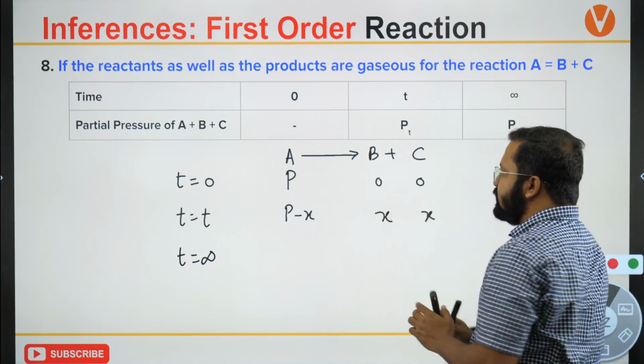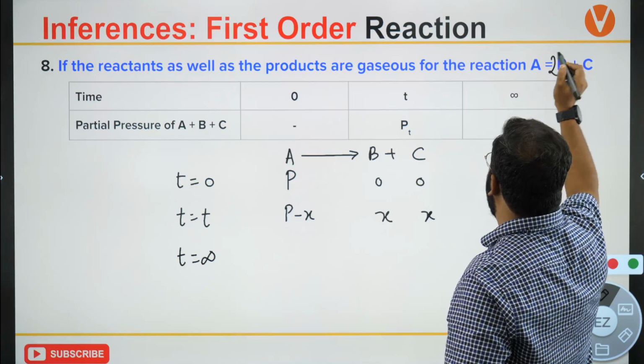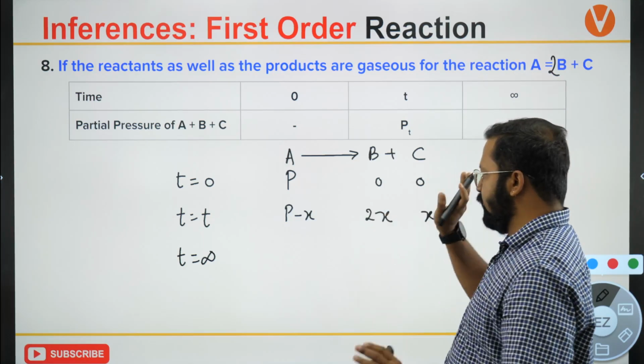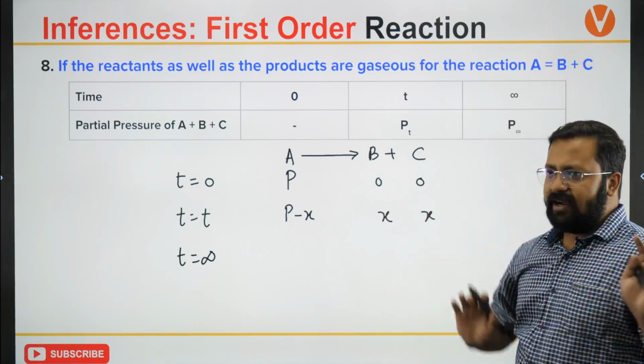Okay, now if there is a number, assume that the question is given as A changes to 2B, so you will put 2 over here. But since the question does not have that, I will not worry about that thing right now. Okay?